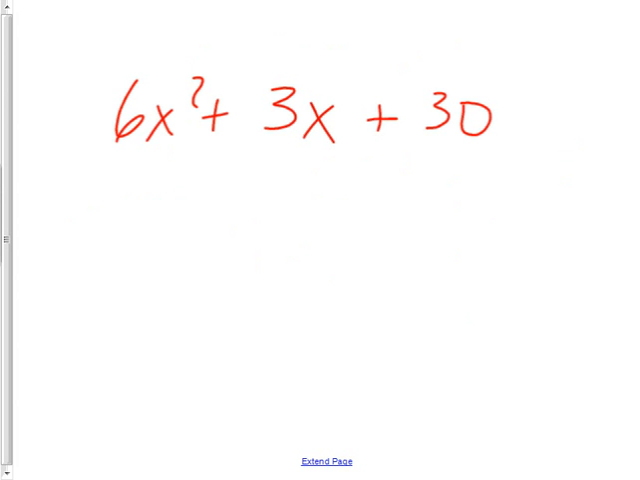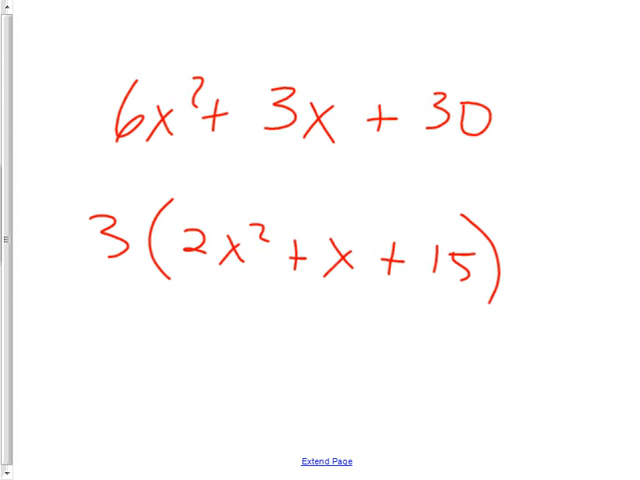If you are factoring something like 6x squared plus 3x plus 30, what is there in common with all three of them? 3. Once you see that, you bring it out to the front, and it'll make your life way easier. Wait a minute, 3 times 15 is not 30. 3 times 10. There we go.